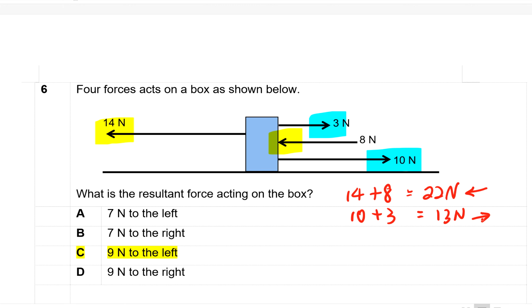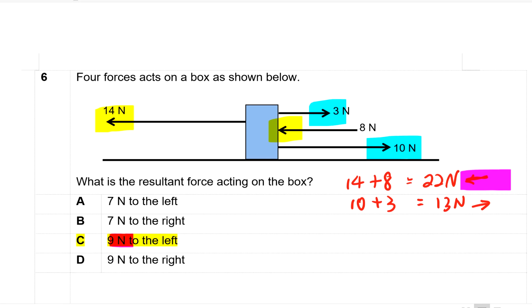So again, we will know that this is a bigger number. The 22 is a bigger number. So the direction of the resultant force will be to the right. And 22 minus 13, and then we get 9 newtons. Let's move on.